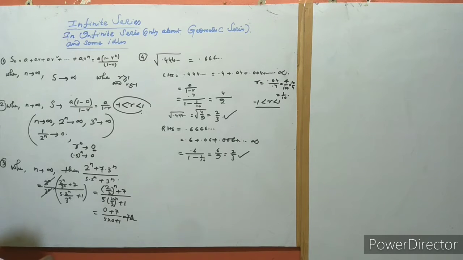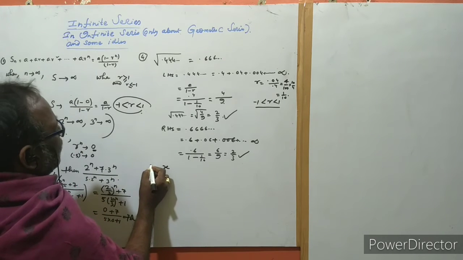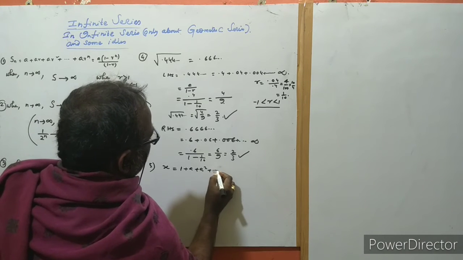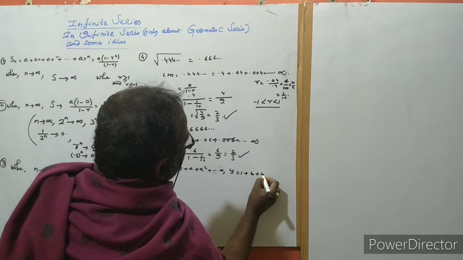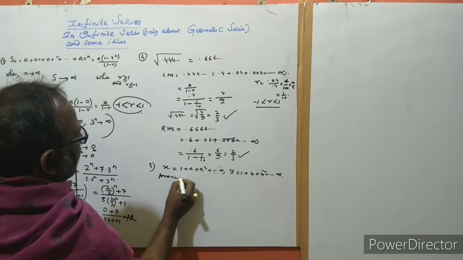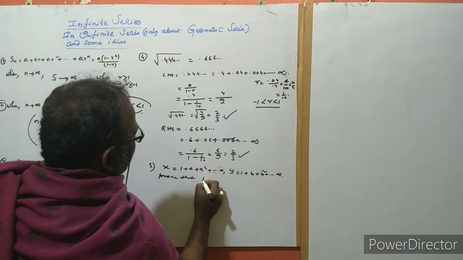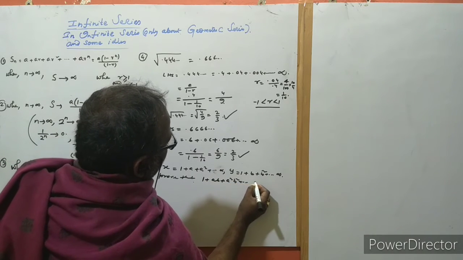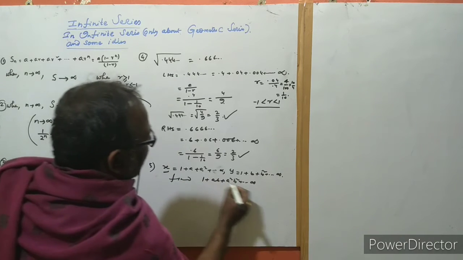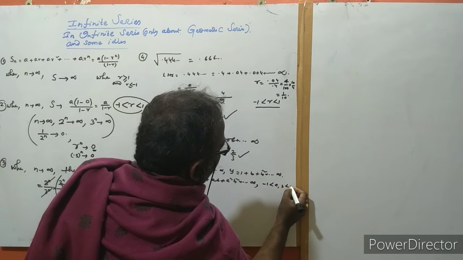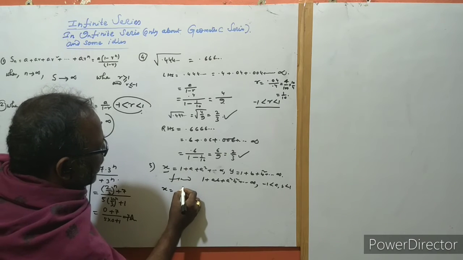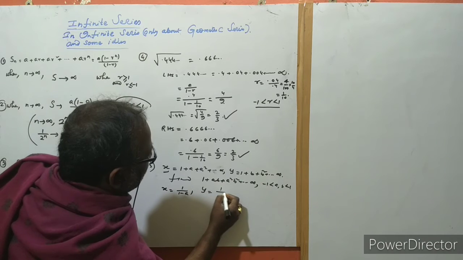Now another discussion. If x is equal to 1 plus a plus a square plus, and so on to infinity, and also y is equal to 1 plus b plus b square plus, and so on to infinity, find the value of 1 plus ab plus a square b square, and so on to infinity. From here, the values of a and b both lie between -1 and +1, so we can easily use the formula, okay. So from that we can write x is equal to 1 by 1 minus a, and the same way y is equal to 1 by 1 minus b.